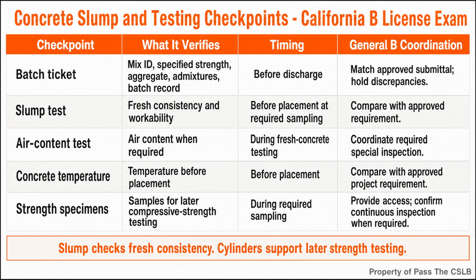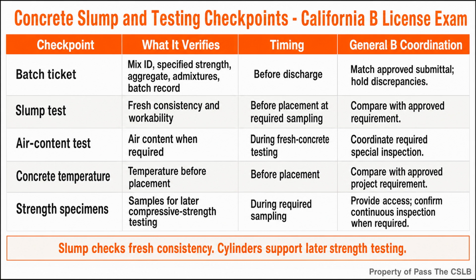Looking at the quality control table, I want you to see 5 separate checkpoints. The batch ticket verifies the identity and recorded delivery information. The slump test checks fresh consistency. The air test checks air content when the project requires it. The temperature check records the concrete temperature before placement. The strength specimens preserve samples for later compressive strength testing.